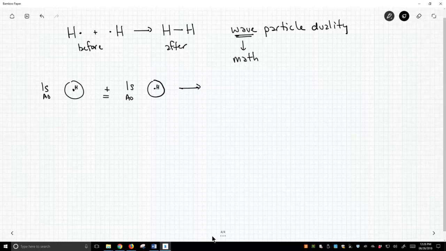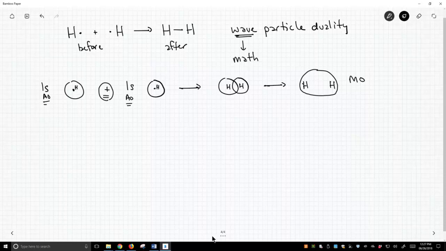And as they get closer and closer, they start to occupy and share the same space. And as they overlap, this region in between the two nuclei kind of blends together. And what we end up getting are two hydrogen atoms, and we get this exaggerated bulge between the two hydrogen atoms, and this is now our new molecular orbital. So we've taken two atomic orbitals, we've mixed them together, we've added them together, and we've gotten a new molecular orbital.